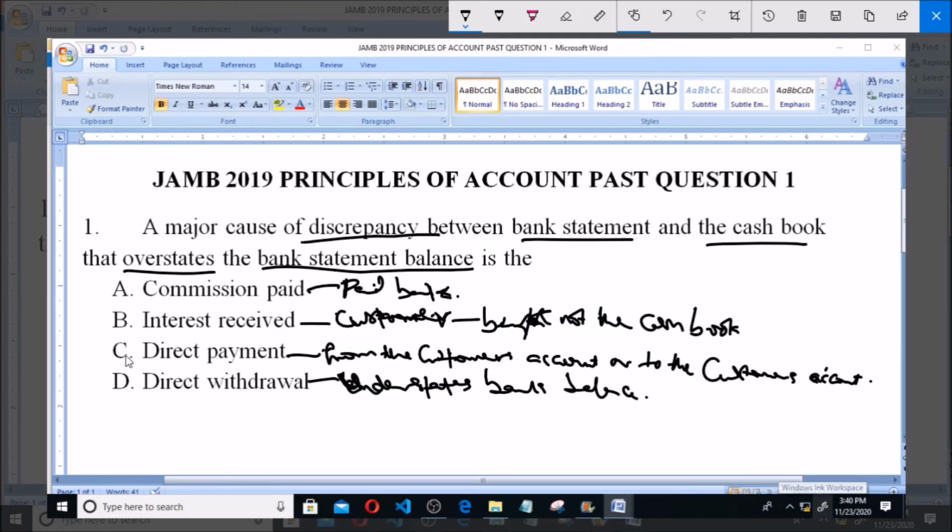So the correct option is option C, direct payments. It's a major cause of difference between the bank statement and the cash book, and that overstates the bank statement balance. So option C, direct payments, is the right option.